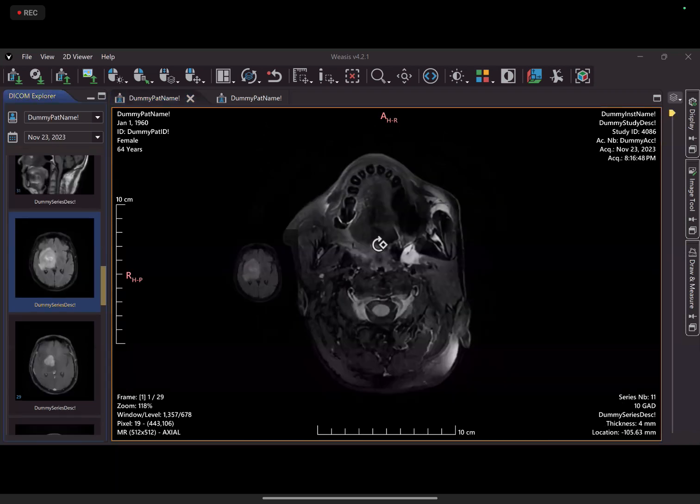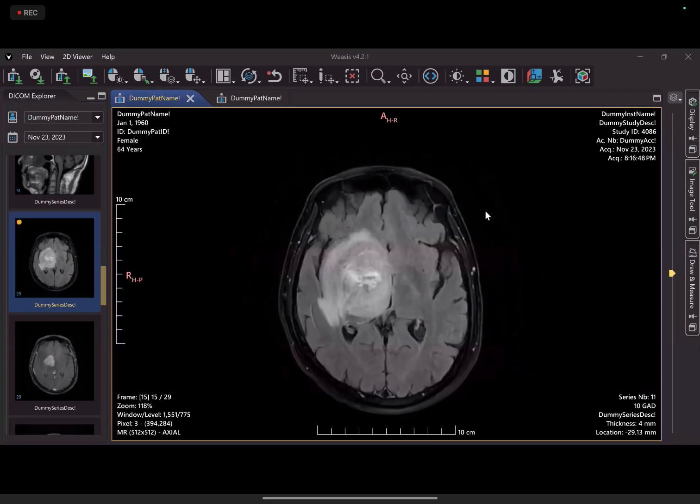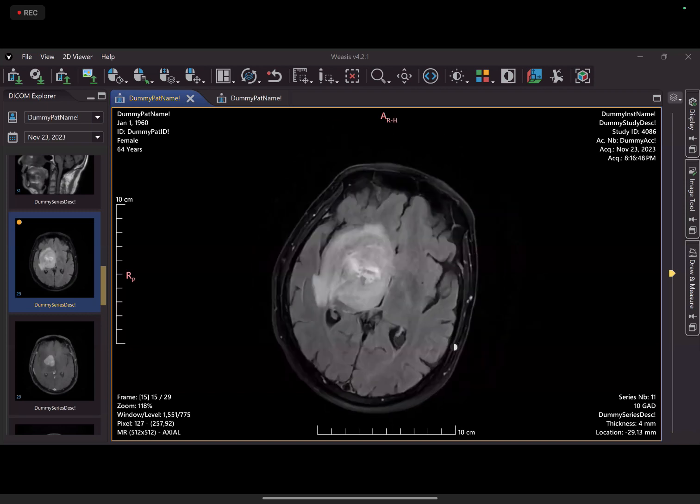So this is the post contrast FLAIR. As I already told you, we generally acquire. Oh, I'm so sorry. One second. What's happening? Yeah.